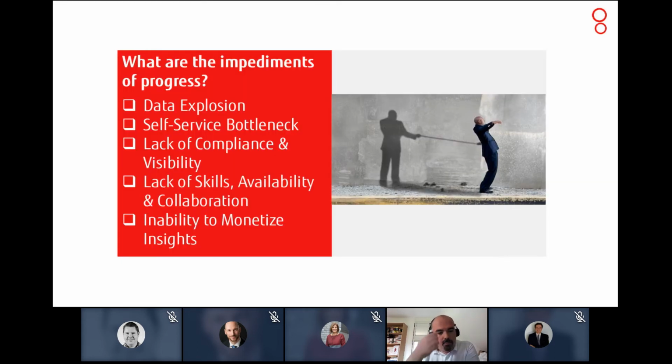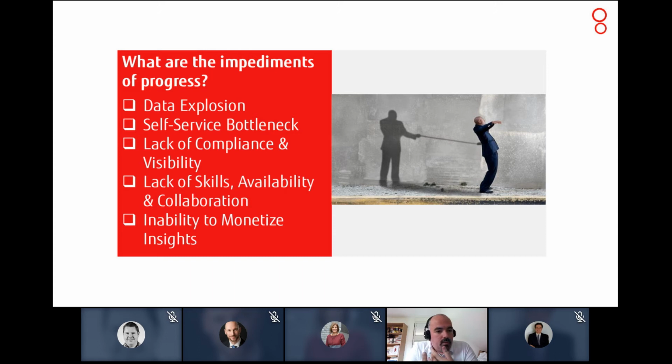What types of impediments are there that prevent this progression and prevent getting there? The first thing is, as we all know, that for the last years we all speak about the data explosion. So big data, and then a lot of data coming from all connected applications and connected sensors, and everything becomes connected, producing data that we need to manage and that we need to do something with.